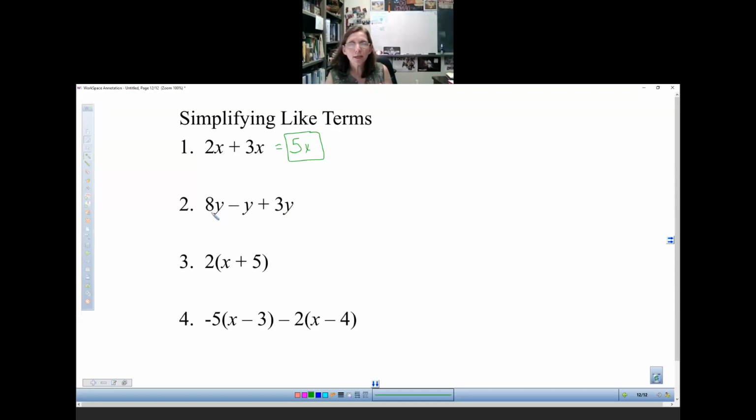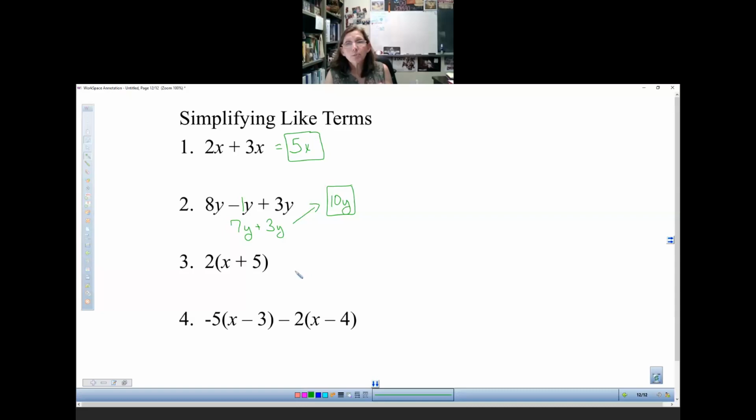So number 2 down here, I'm just going to move from left to right. And so 8y minus, and if you want to put a 1 in front of this, you are perfectly welcome to do that. But 8 minus 1 is going to give me 7y. And then 7y plus 3y is going to give me a total of 10y. And that's my final answer. Can I rearrange them, add them in a different way? Sure, you're still going to get 10y.